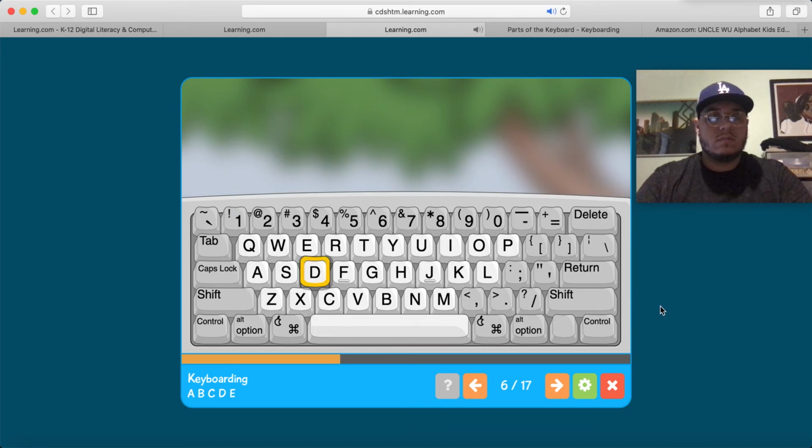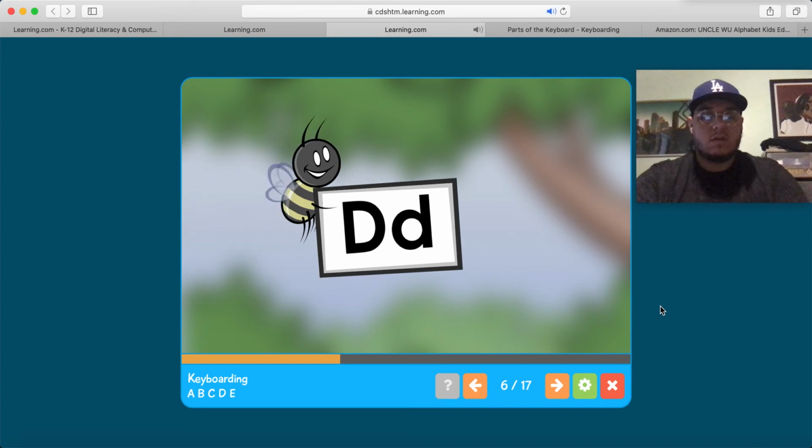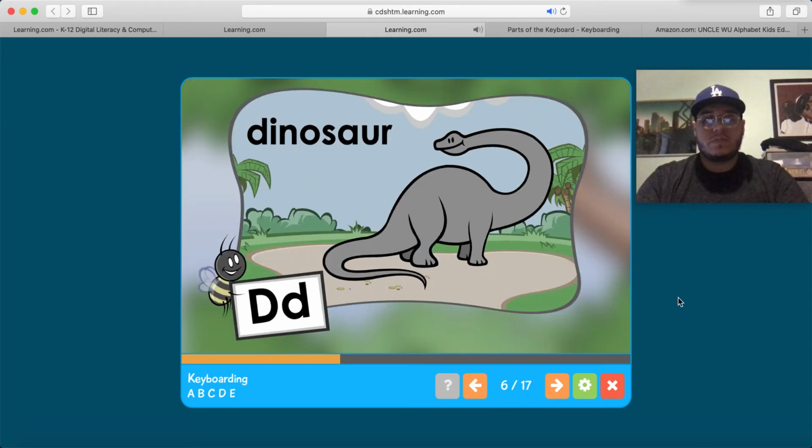Find the D key and press it. Okay, so remember we said C, D, and E were all right above each other, right? So we know where C's at, so we know D is going to be right above it, right on top of it. So let's press it. D. Dinosaur.